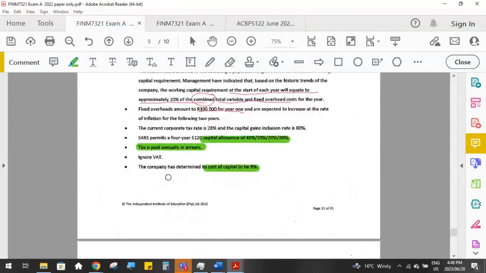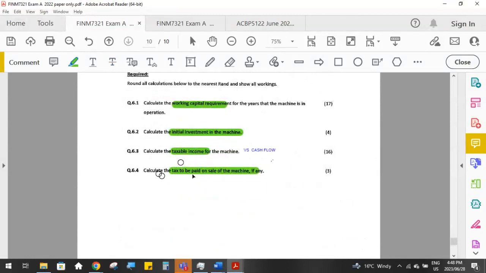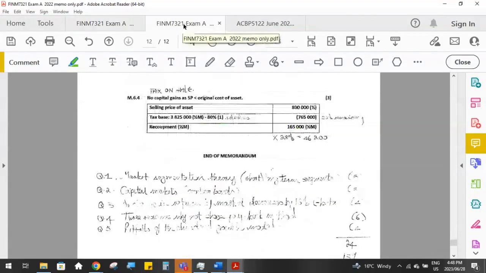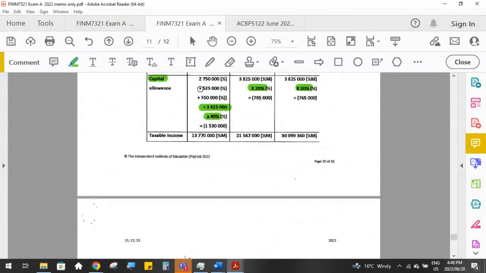And then 6.4 was calculate the tax to be paid on the sale of the machine, if any. So just to remind you here, they said that the machine will cost 2,750. Additional 5,250 for delivery and installation, as well as import duties, which were all capitalized costs. And at the end of the life, we are selling it for 800,000. So this 3,825 is the capitalized value of the machine, which is those 3 amounts added together, the cost plus delivery plus duties.